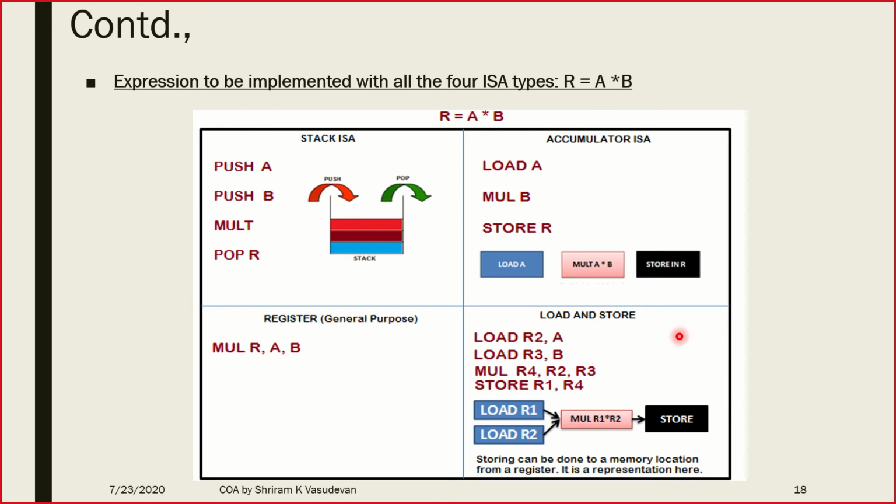And the final one is load and store. We need to store the content from A into one register, B into another register. Then we can do the multiplication operation and we can store the result back into this particular register as per requirement. If they have given you the memory location as the requirement, you need to move the result into the memory location.